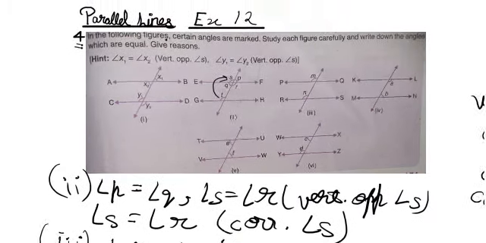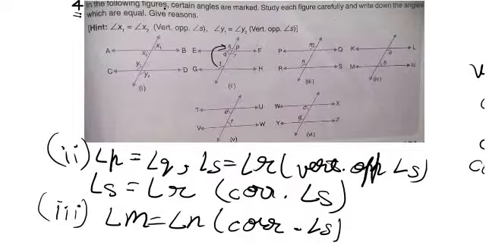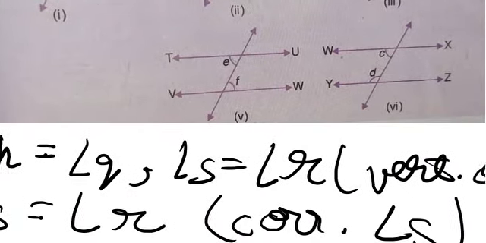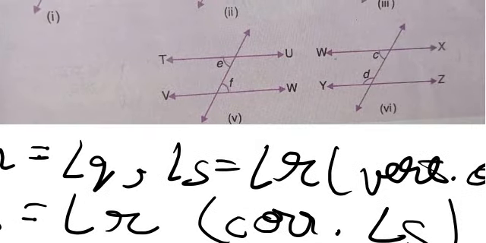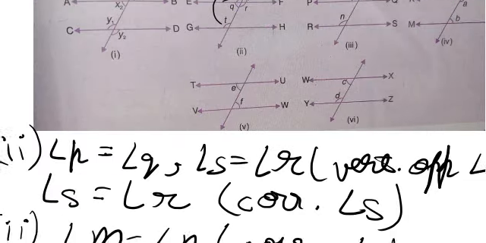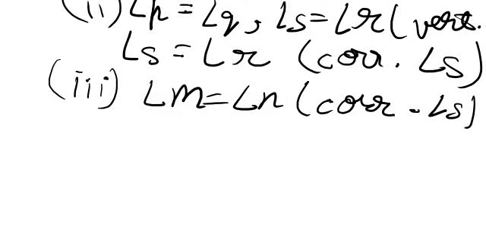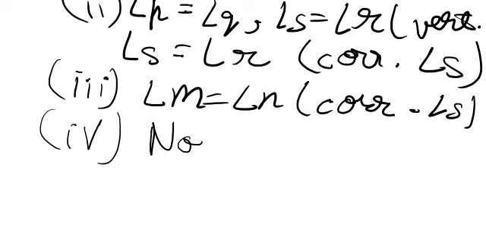And then the next one is the fourth one. This is A and D. You can see none of these are equal. Why? Because A and D are supplementary angles. They are co-interior angles, so they will always be supplementary only. So leave this part because no angle is equal in this one. You write here in the fourth part that no angle is equal.